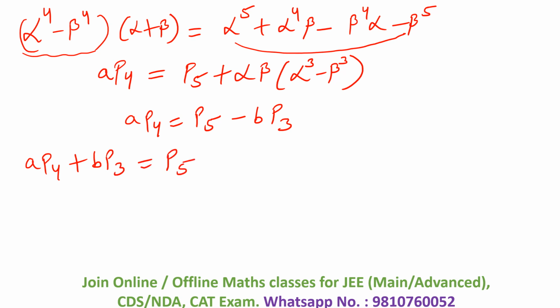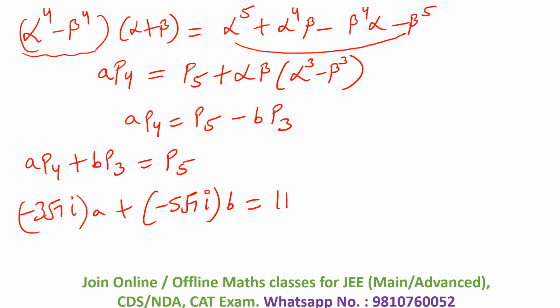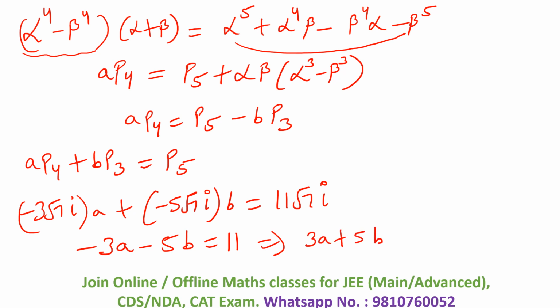Now students, just put in the values of P3, P4 and P5 to get another equation in terms of A and B. So now it becomes minus 3 root 7 iota into A plus minus 5 root 7 iota into B equal to 11 root 7 iota. Now students, root 7 iota will get cancelled throughout and we will be getting minus 3a minus 5b equal to 11. Or we get 3a plus 5b equal to minus 11.